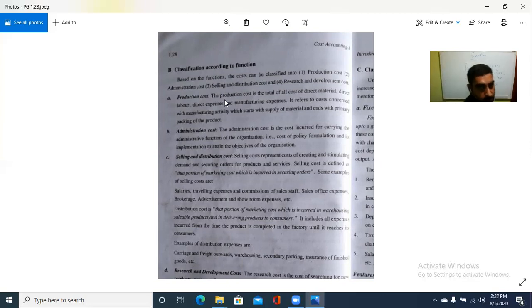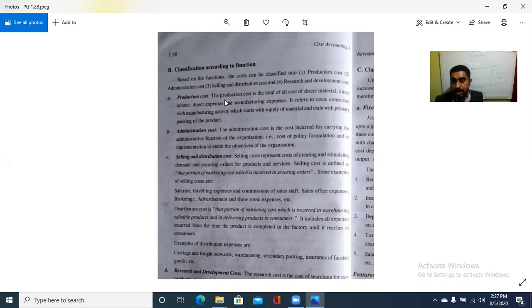So it refers to the cost concerned with manufacturing activity which starts with supply of material and ends with primary packing of a product. അപ്പോൾ ഒരു പ്രോഡക്റ്റ് പ്രൊഡക്ഷൻ തൊട്ട് അതിന്റെ ലാസ്റ്റ് വരെ till it reaches the consumer, several costs are to be incurred. ആ കോസ്റ്റുകളെല്ലാമാണ് based on the functions performed വരുന്നത്. അപ്പോൾ പ്രൊഡക്ഷൻ കോസ്റ്റ് എന്ന് പറഞ്ഞാൽ at the time of production what all cost is there, that is production cost.